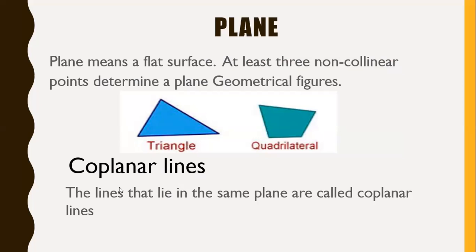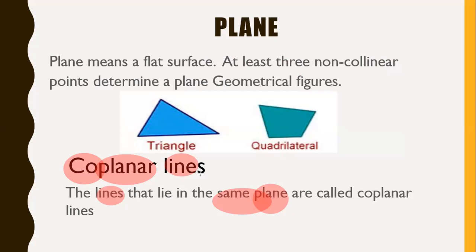Now, coplanar lines. Okay, now the lines, co means on the same. Okay, co means on the same. Plane means on a plane, and line means line. So the lines that lie on the same plane. So simple. Here you can see coplanar lines.